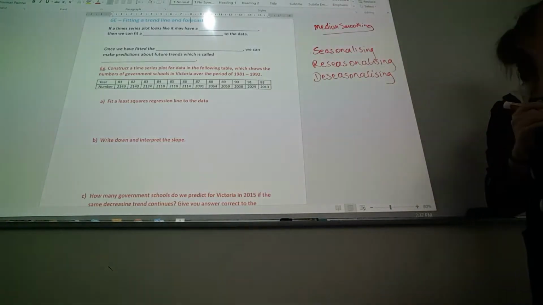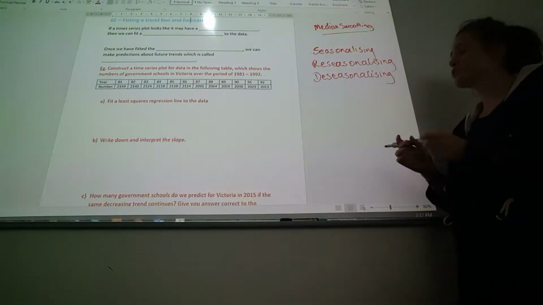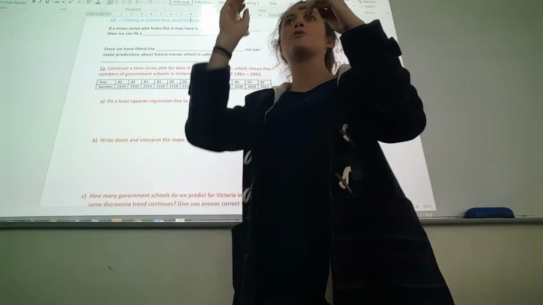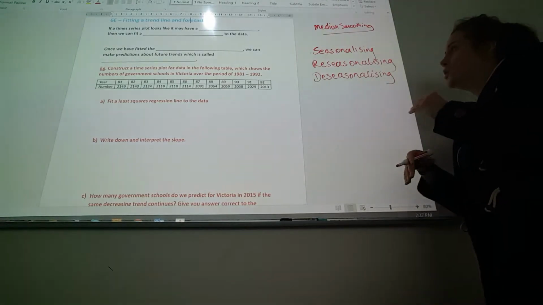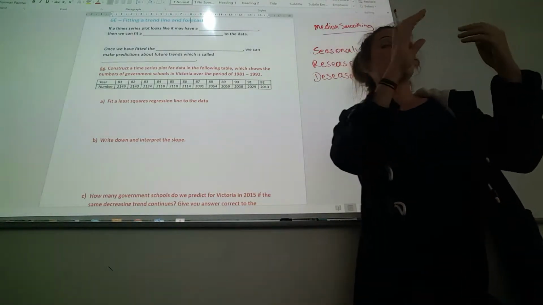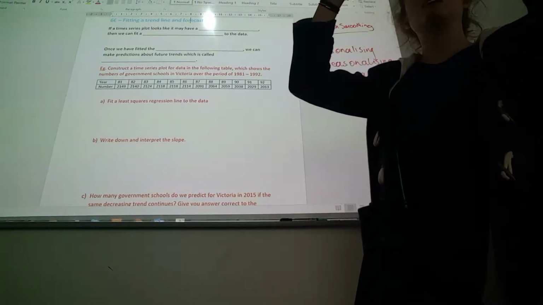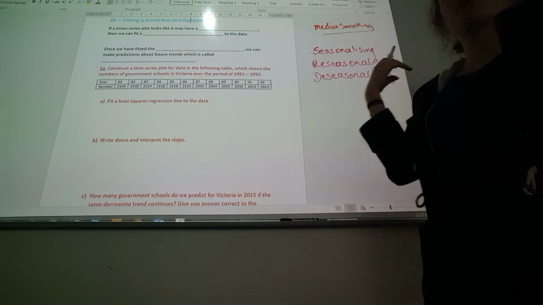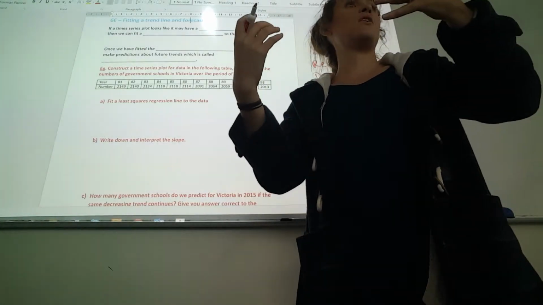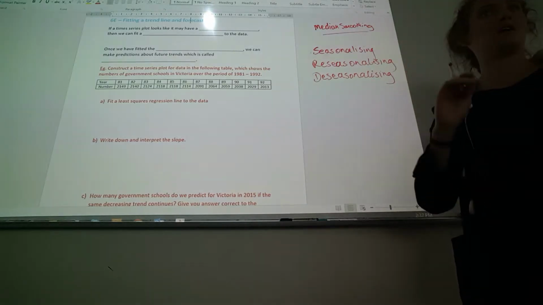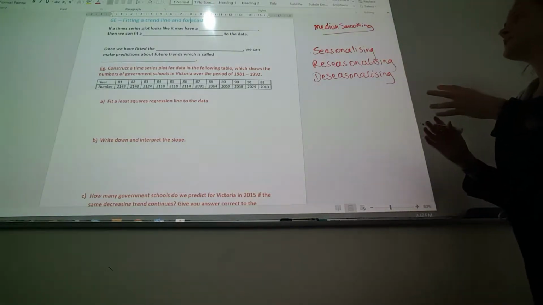Okay, so this is what we talked about yesterday. We talked about having data that is affected by the season, so we've got a graph with lots of variation. We talked about deseasonalising the data so that we could graph it, get rid of a lot of that variation and see some other trends. Then we talked about, if we've got some data that is already deseasonalised, how do we re-seasonalise it to take the seasons into account? So that's what we did yesterday.